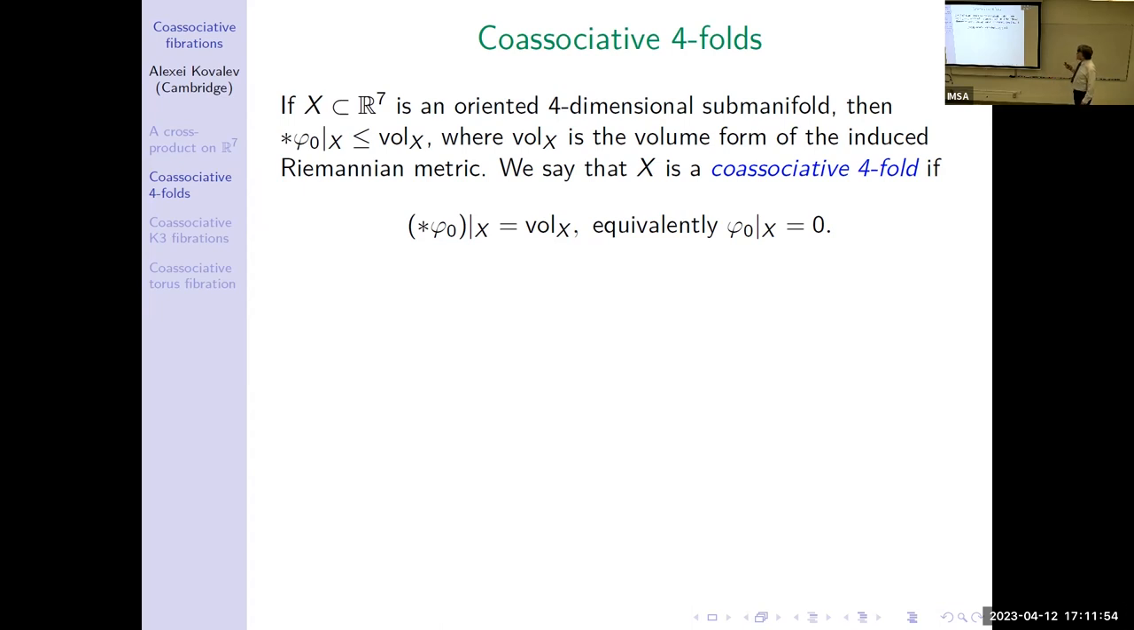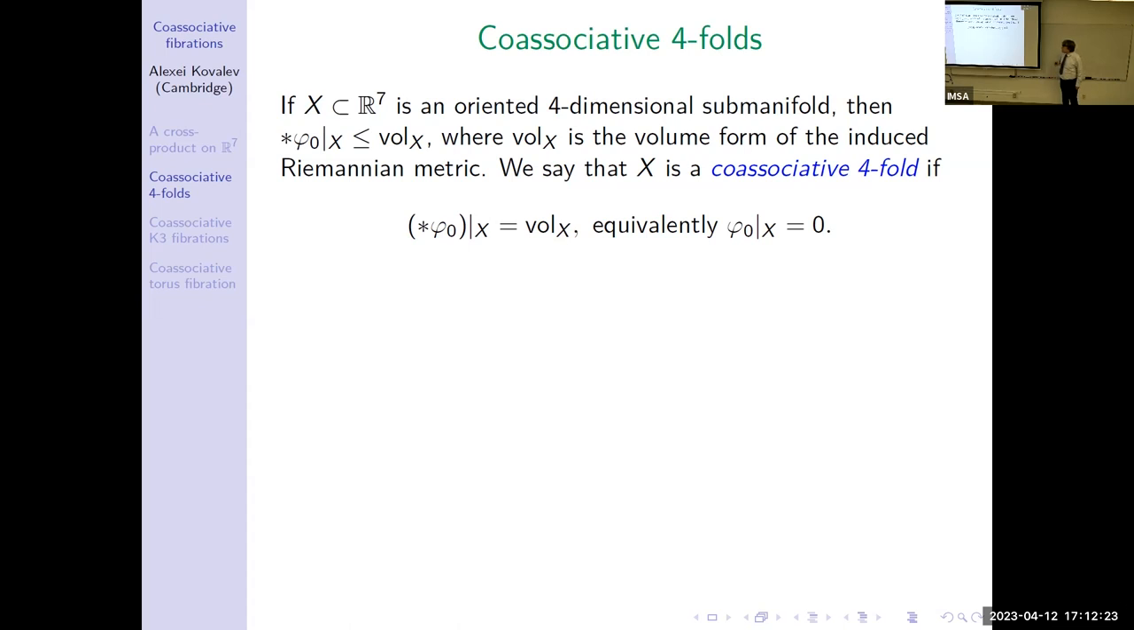So then, if equality occurs, we'll say it's a co-associative 4-dimensional submanifold, co-associative 4-fold for short. So that's a basic definition for if it's a submanifold of R7. And since we also have an equivalent definition in terms of a 3-form, we can instead say that if X is orientable and if phi naught vanishes on X, that's equivalent to saying that X is co-associative.